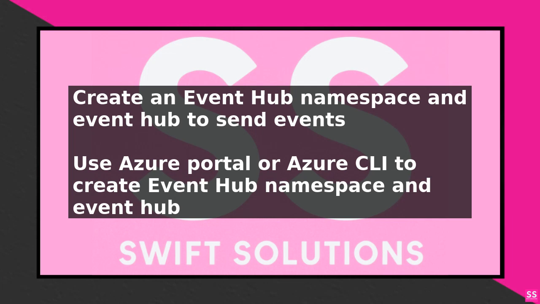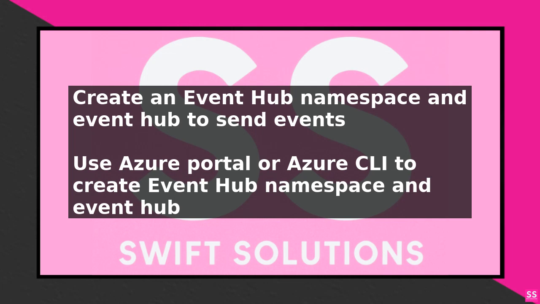To ingest data from Event Hub into Azure Synapse, you need to create a pipeline in Azure Synapse. The pipeline will read data from the Event Hub and write it to the dedicated SQL pool. You can create the pipeline using the Azure Synapse Studio, which is a web-based interface for managing Azure Synapse resources.